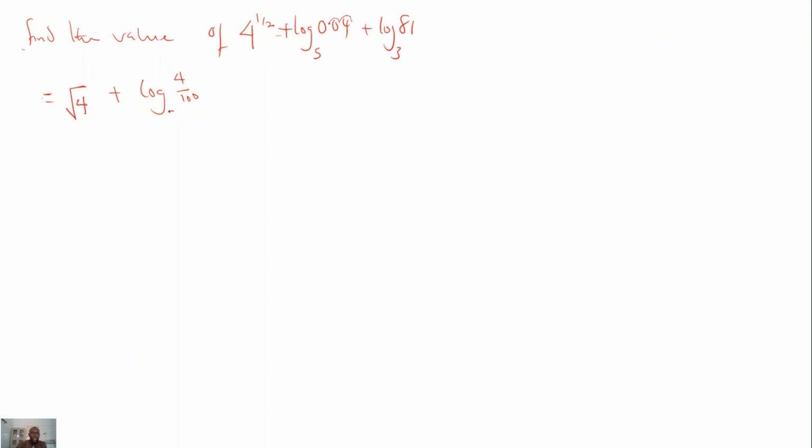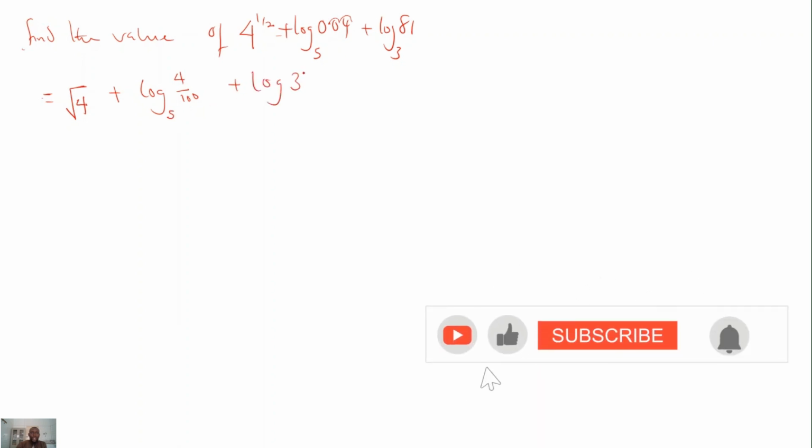They said you should find the value of 4 raised to power half plus log 0.04 base 5 plus log 81 base 3. From the rule of indices, we know that 4 raised to power 1 over 2 is equal to root of 4, okay? Plus this can be expressed as log 4 divided by 100, base 5, plus log 3 raised to power 4 to base 3, okay?